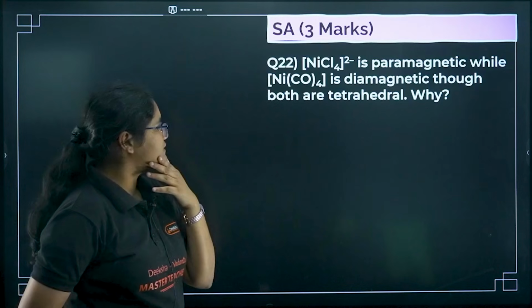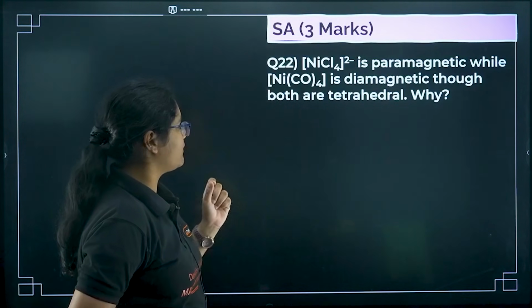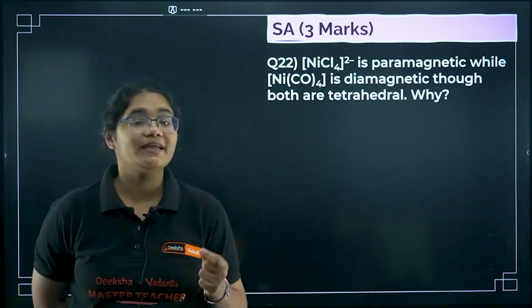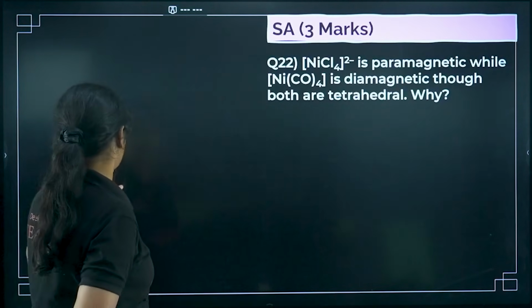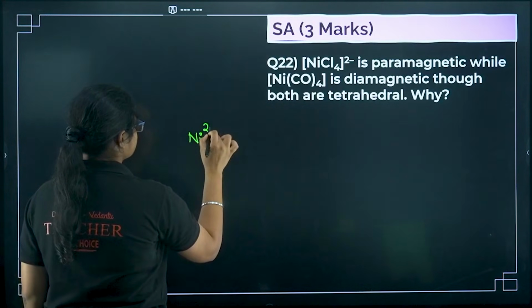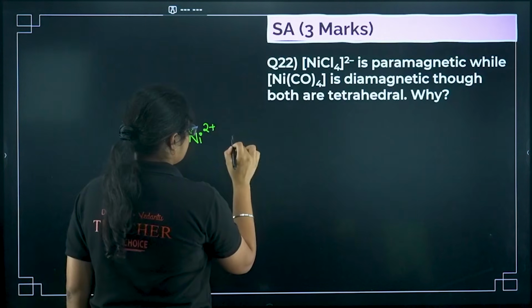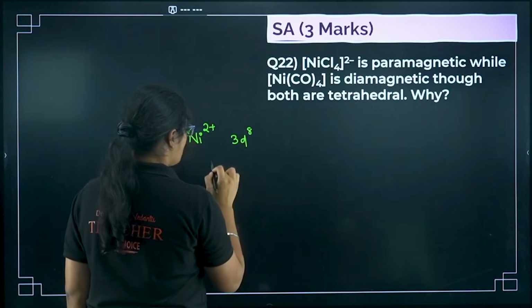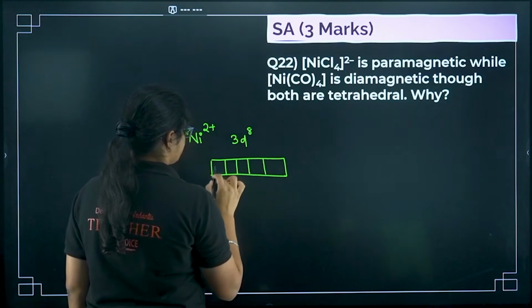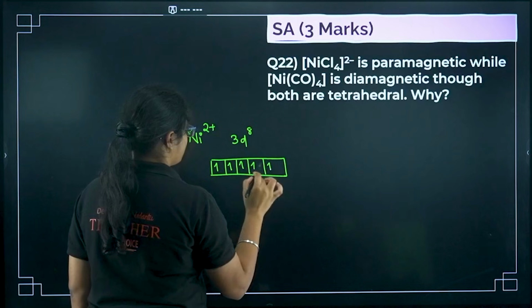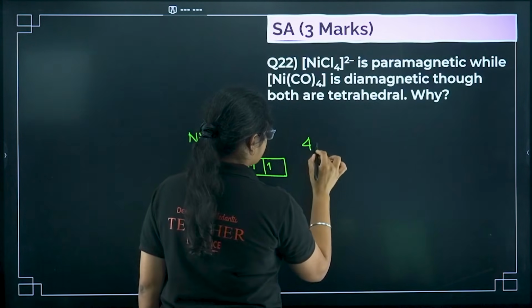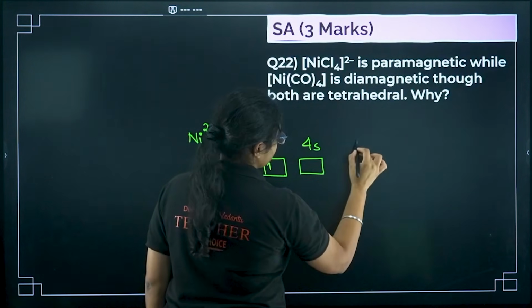Okay, next we will see NiCl4 2- is paramagnetic while Ni(CO)4 is diamagnetic, but both are tetrahedral. Both are tetrahedral means both have sp3 hybridization. So let us again understand this one by doing the valence bond theory. Now NiCl4 2-, nickel is in +2 oxidation state, right? It has d8 configuration. How will I do d8 configuration? You can see here, I have 1, 2, 3, 4, 5, 6, 7 and 8. Now here 3d8 is there, and then we have 4s and then we have 4p.